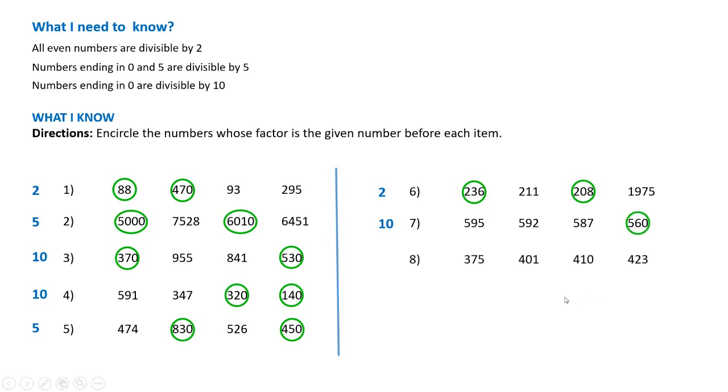The eighth batch, tingnan natin kung alin dito ang divisible by 5. 375. Last digit number niya is 5, so divisible siya by 5.